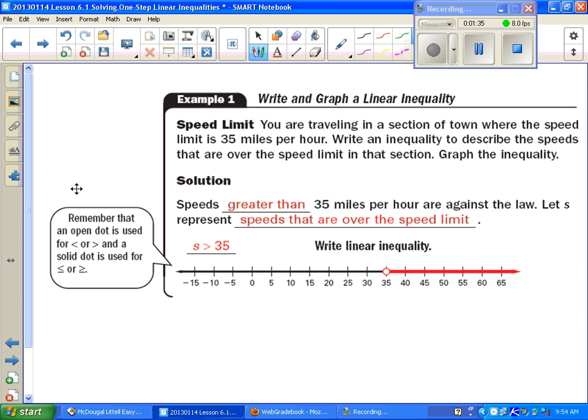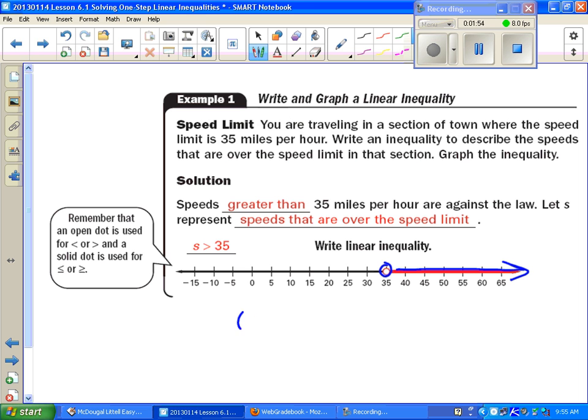Let S represent speeds that are over the speed limit. So speeds that are over would go in that next blank, and your inequality would be S is greater than 35. Again, the point goes to the 35. S is greater than 35 would be an open circle and everything to the right of it.